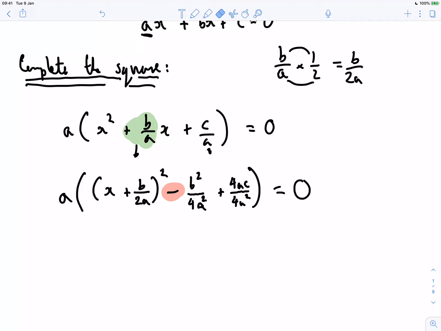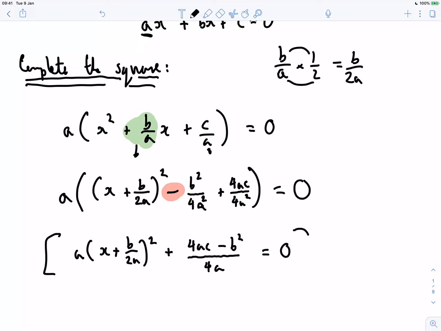Well, if I redistribute everything out, I'm going to have a lots of x plus b over 2a squared, plus, and now I've got a 4ac term on the top minus a b squared, and this is all over 4a squared, but it's been times by a, so it's going to be 4a. And this equals 0. And now, technically, I have got it in completed square form.